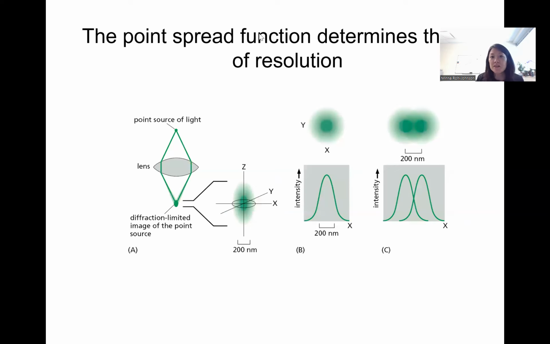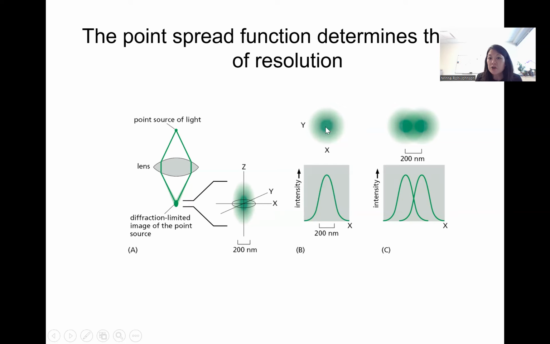So all of this talk about resolution, what actually determines resolution? What determines the resolution is the point spread function. And what this means is if you illuminate a sample, its highest point of illumination is in the middle, and then it sort of drops off on each side as a Gaussian distribution. And that's in all directions, right? So it's highest in the middle, and then it slowly drops off toward the edges.